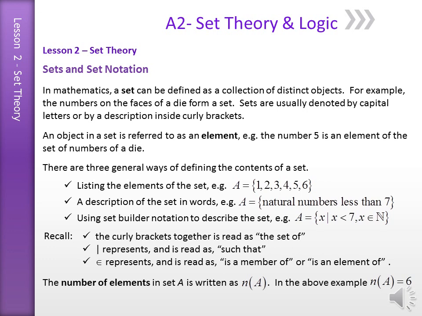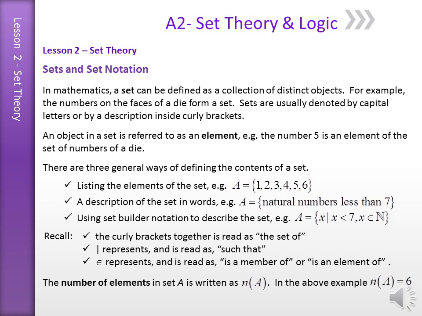For example, the set A equals, and then in curly brackets listing the elements 1, 2, 3, 4, 5, and 6. Maybe a description of the set in words. So the set A equals, and then in curly brackets, the natural numbers less than 7. We could also use set builder notation to describe the set. So for example, the set A equals, and we would say this as all x such that x is less than 7 and x is a member of the natural numbers.